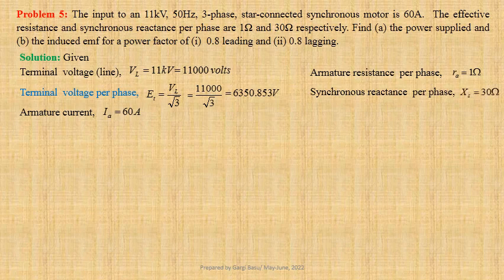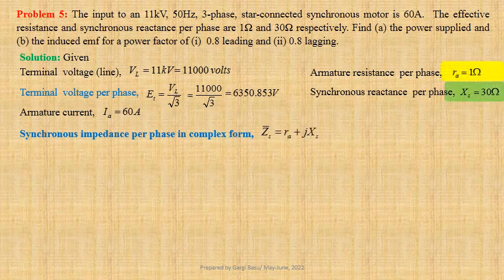Let us now write down synchronous impedance per phase in complex form. Zs equals Ra plus jXs, that is equal to 1 plus j30 ohm. This may be written in polar form as 30.0167 ohm at an angle 88.09 degree.